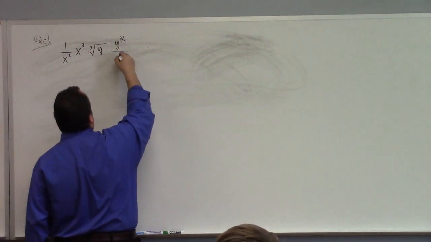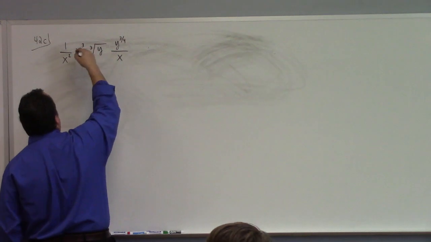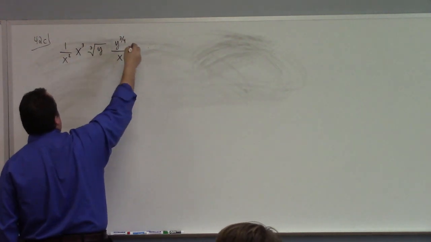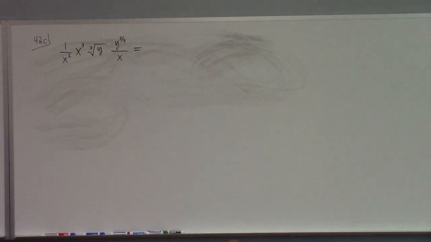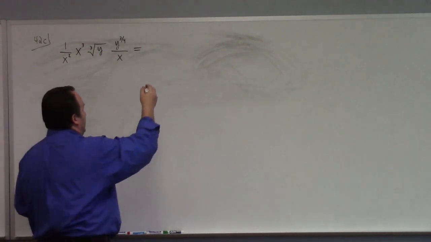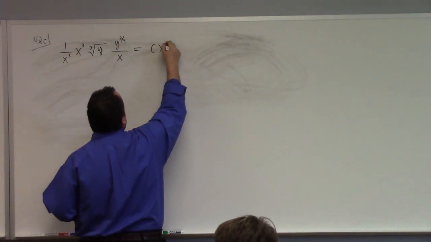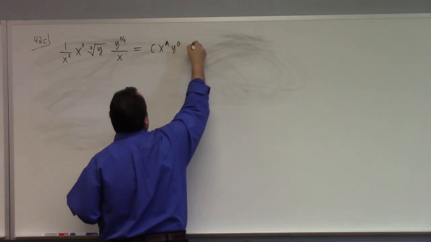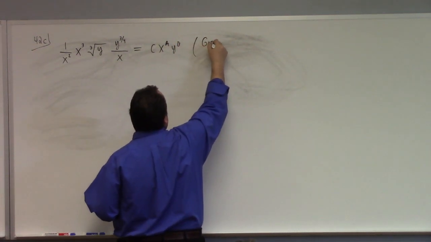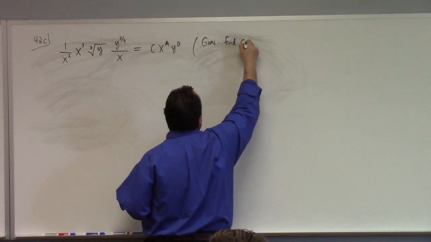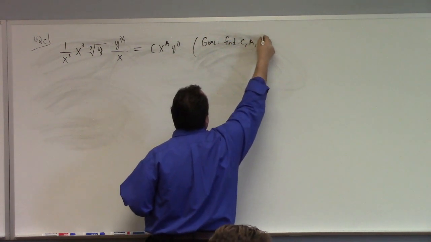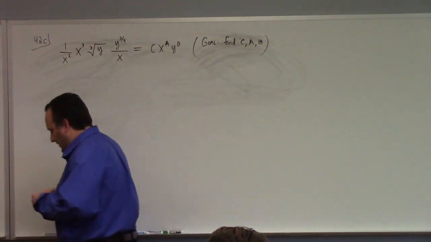I mean, that's not the problem, but this is similar in spirit to the problem, right? So you're multiplying these things, and the instructions are to simplify it and write it in the form c times x to the a times y to the b. So your goal is to find the constant c, a, and b. So how do we do that?